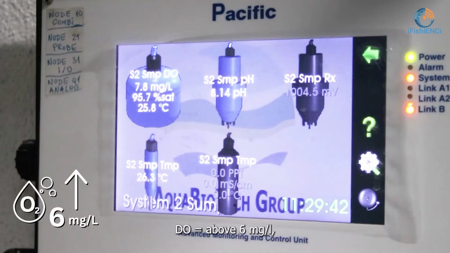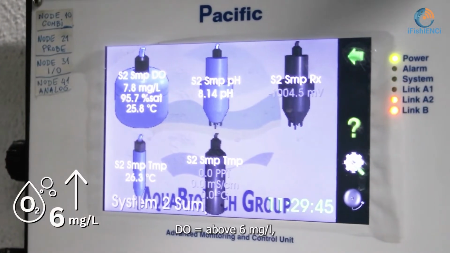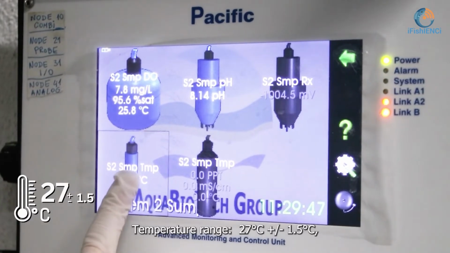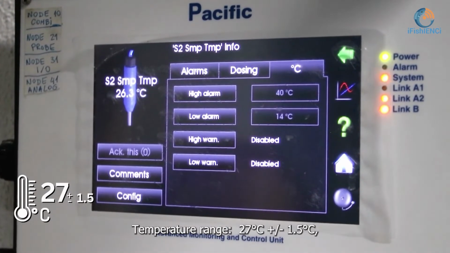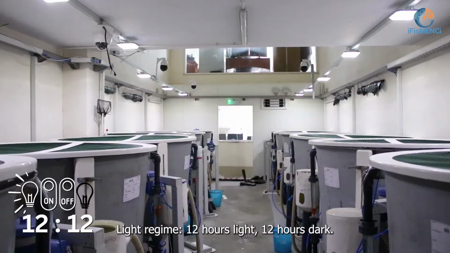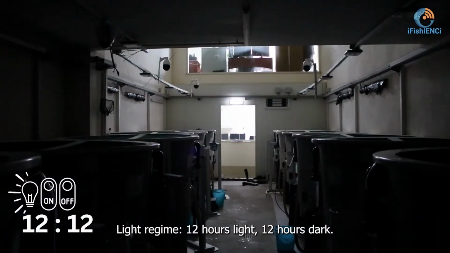specification as follows. Dissolved oxygen level above 6 mg per liter, temperature range 27 degrees plus or minus 1.5 degrees, light regime 12 hours light, 12 hours dark.